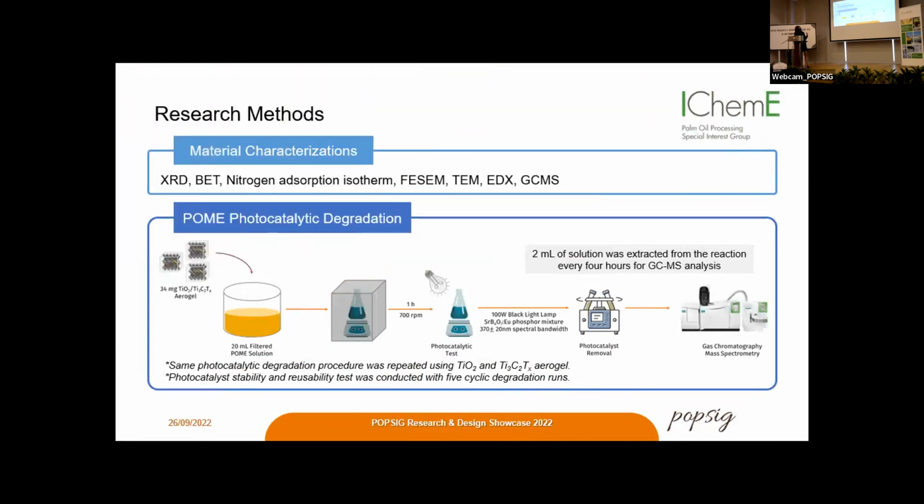So our material characterizations will include XRD, BET, nitrogen adsorption isotherm, FESEM, TEM, EDS, and GCMS. For that, we will be characterizing the photocatalytic ability of the samples by having this degradation experiment. So we'll be mixing 34 mg of samples into 20 ml of POME solution and have it react in a dark environment to achieve adsorption and desorption equilibrium. After that, we'll have this photocatalytic test. So 2 milliliters of solution will be extracted from the reactions every 4 hours for this GCMS analysis. This is for the validation of the reaction mechanism in the consequent part of the study.